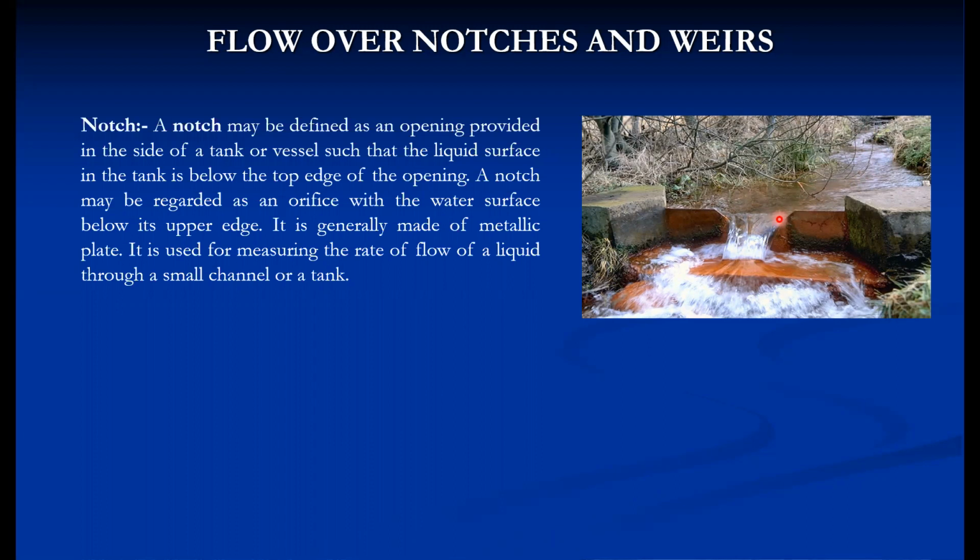A notch may be regarded as an orifice with the water surface below its upper edge. It is generally made up of a metallic plate. It is used for measuring the rate of flow of liquid through a small channel or tank, since it is a small opening. Depending upon the shapes, different types of notches are classified.